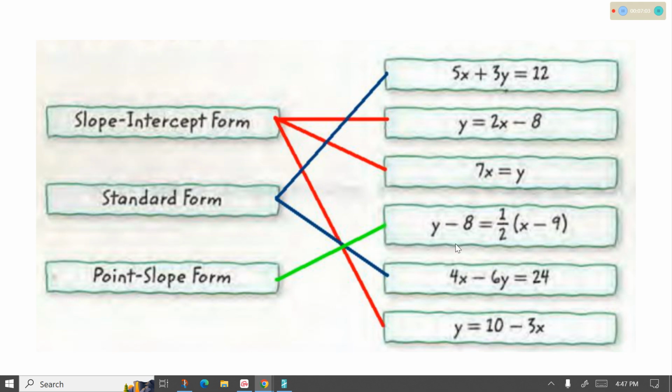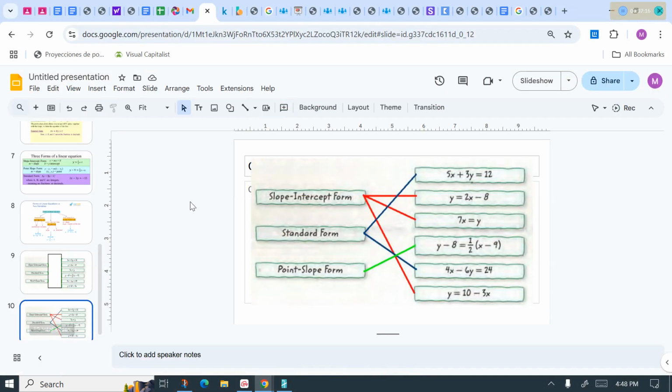Point-slope form is really only this one right here, where we have the y minus something, and we got this parentheses. We got 2 standard form equations. This one has 5 times x plus 3 times y equals 12. So I'm hoping you guys get the idea of what's happening here.